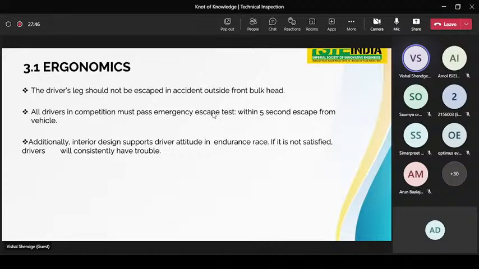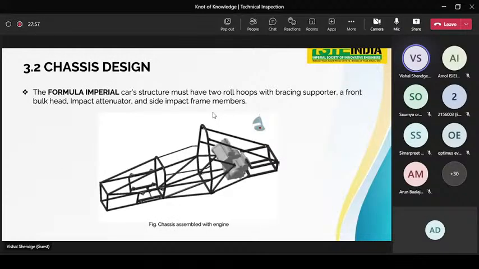Additionally, interior design supports driver attitudes in an endurance race. If it's not satisfied, the driver will constantly be in trouble. Next is the chassis design. The formula car structure must have 2 roll hoops with bracing supports, a front bulkhead, an impact attenuator, and side impact frame members.